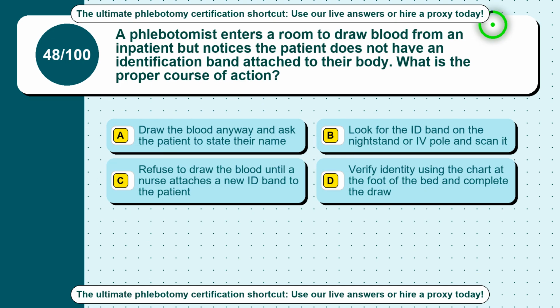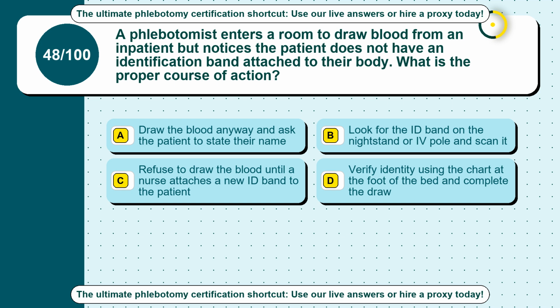Question 48. A phlebotomist enters a room to draw blood from an inpatient but notices the patient does not have an identification band attached to their body. What is the proper course of action? Option A, draw the blood anyway and ask the patient to state their name.